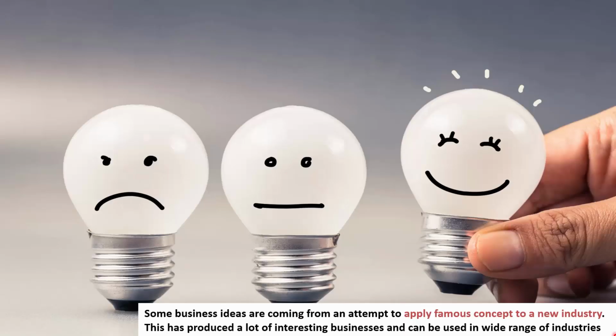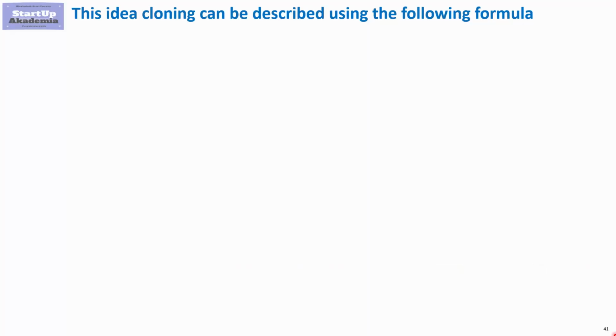Idea cloning. We have discussed so far cloning one-to-one. Now, we will discuss more subtle cloning, idea cloning. Some business ideas are coming from an attempt to apply a famous concept to a new industry. This has produced a lot of interesting businesses, and can be used in a wide range of industries. This idea cloning can be described using the following formula.